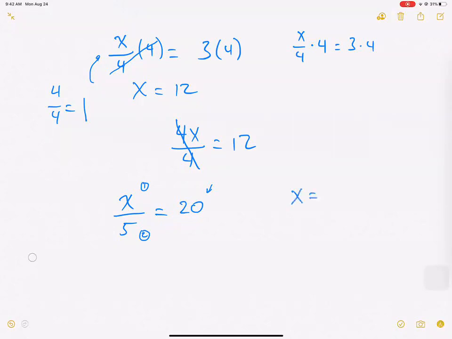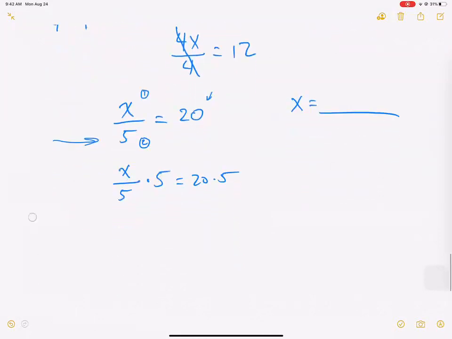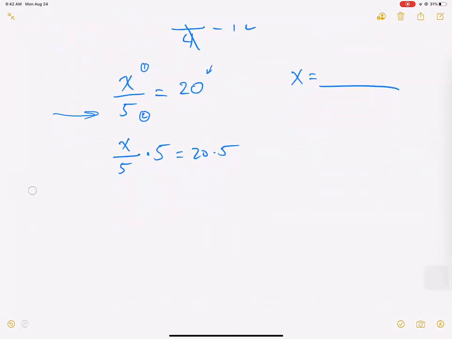We want the answer to look like this. x by itself. x here is not by itself because of the 5. So we're going to have 5 leave. 5 is dividing, so the opposite operation of division is multiplication. So let's go ahead and rewrite this. We use a dot now. The 5 divided by 5. What's 5 divided by 5? That's not nothing. It's an invisible 1. x is equal to 5 times 20. 5 times 2 is 10. 0. It's going to be 100.